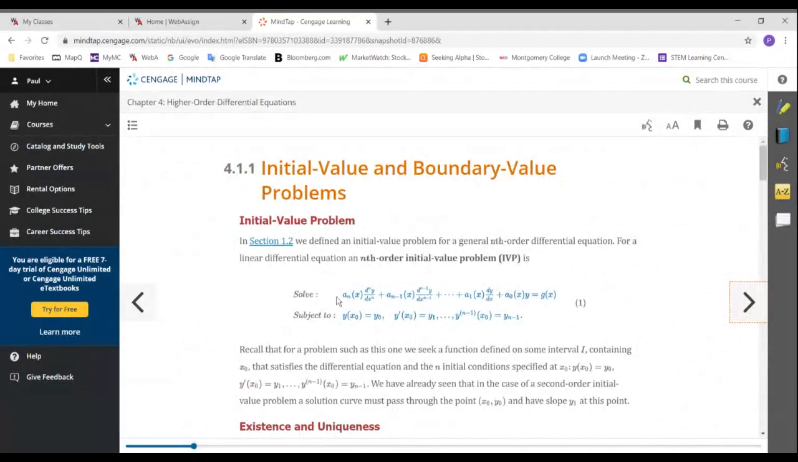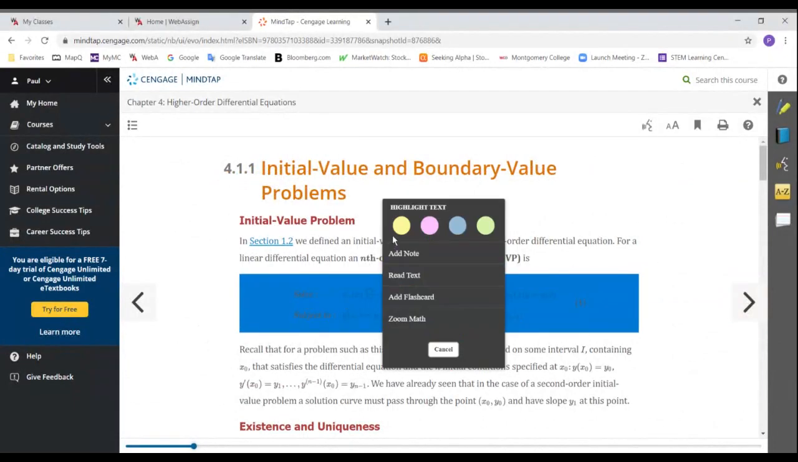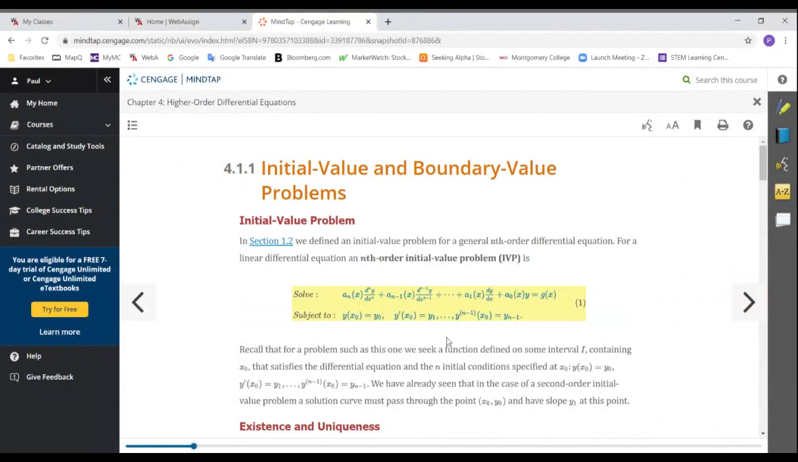And, of course, this is an old friend, right? This definition here. You're solving a linear differential equation of nth order subject to an initial value. Now, of course, the higher the order the differential equation is, the more initial values you need in order to uniquely solve the differential equation. Okay, and so that is something that you've seen before.